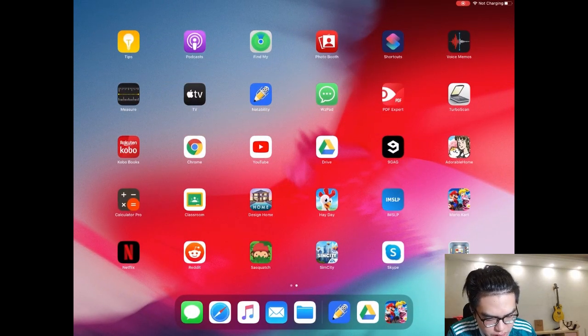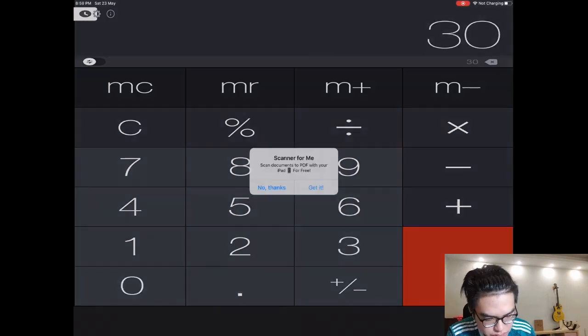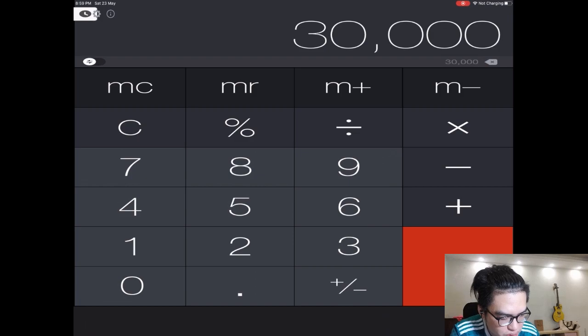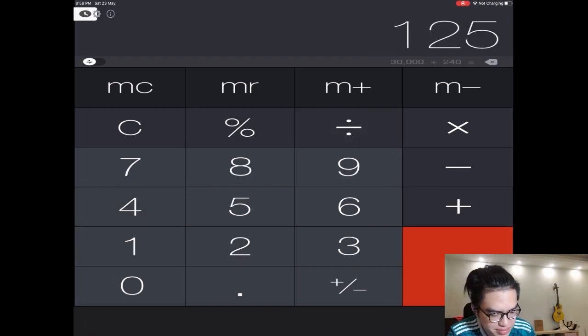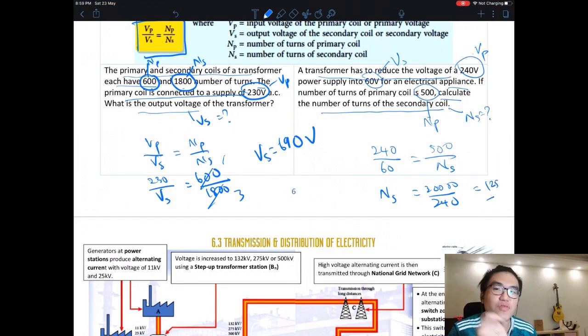Let me do a quick one. 30,000. Wow, this is so big. You divide by 240, and you get 125. 125 turns, because N is the number of turns.